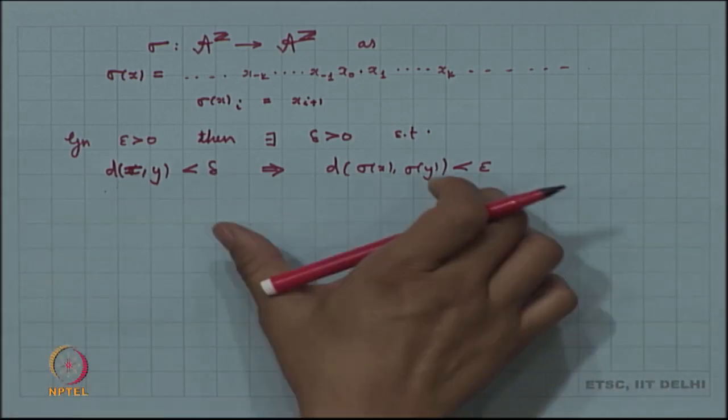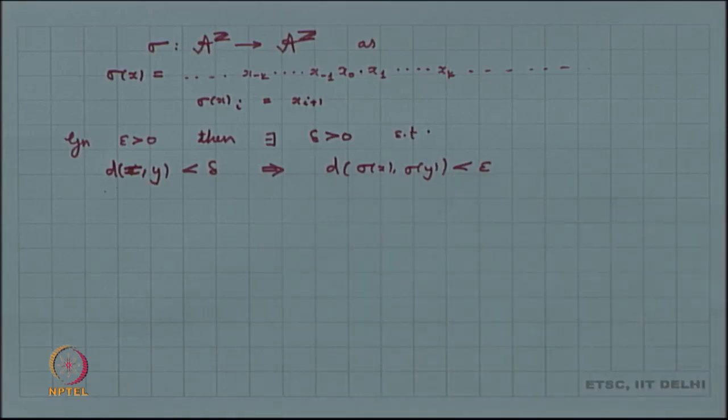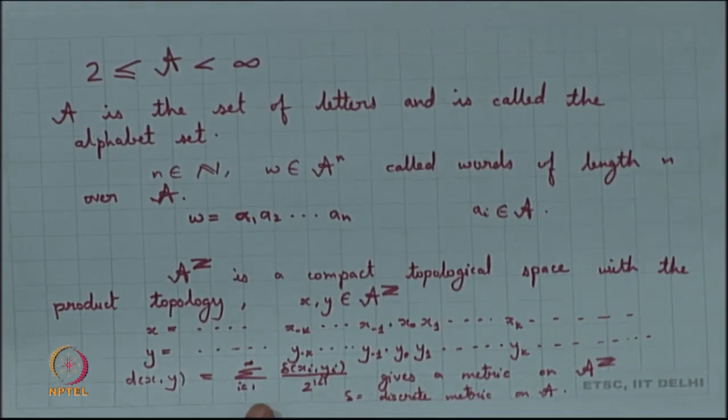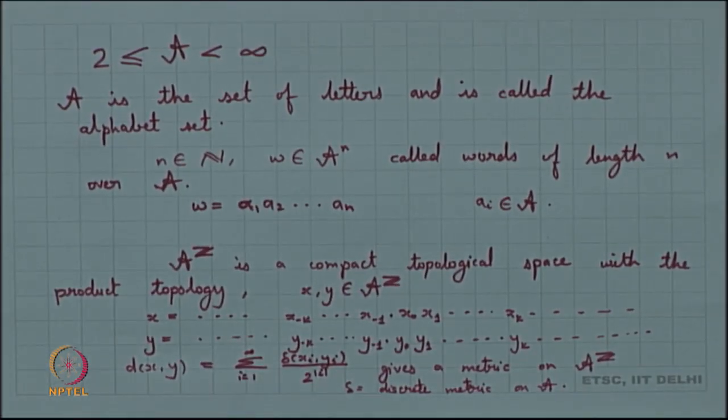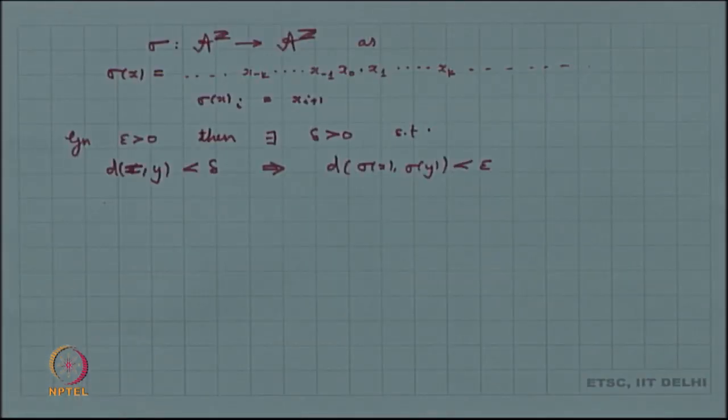Now, this is a very easy exercise to check this part, because sigma x, sigma y is less than epsilon. That means now I am going into this metric, the definition of the metric again, then there will be a large portion on which they will be agreeing, right. So, it will be easy to find a delta, because sigma is just shifting on one side. So, it will be easy to find a delta such that this holds.